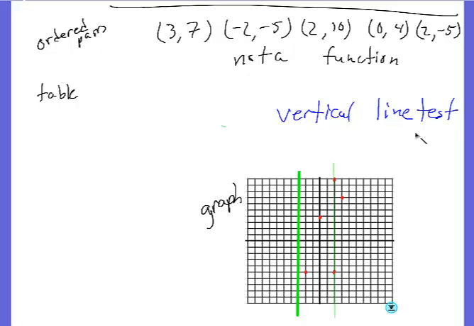It's pretty self-explanatory. And again, in a nutshell, this is relations and functions. I know it's a long video. There's a lot going on, but if you have questions, let me know.